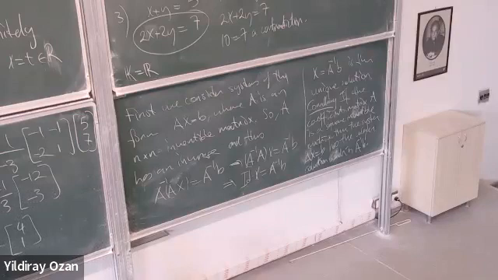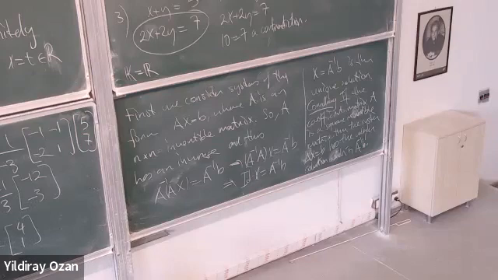Let's say A1, A2, ..., AN, these are the columns of A. So what is A1? A1 is the first column: a11, a21, ..., an1. What is A2? It is the second column: a12, a22, ..., an2. And so on. First column, second column, and so on.